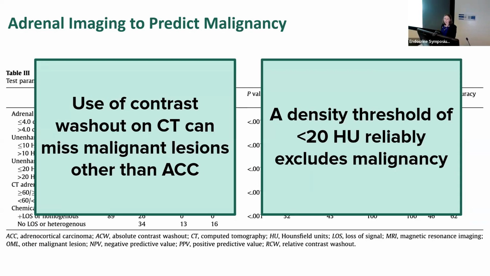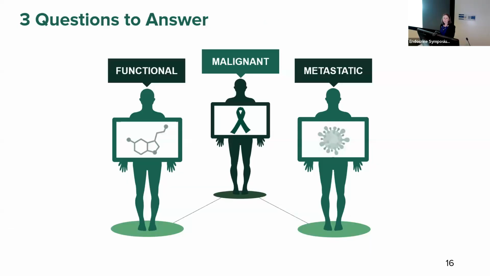So to conclude about their findings, the use of a contrast washout on CT can miss malignant lesions other than ACC, and a density threshold of less than 20 Hounsfield units pretty reliably excluded malignancy, including things other than adrenocortical carcinoma. So I suspect you will see that get put into the American guidelines in the next iteration.